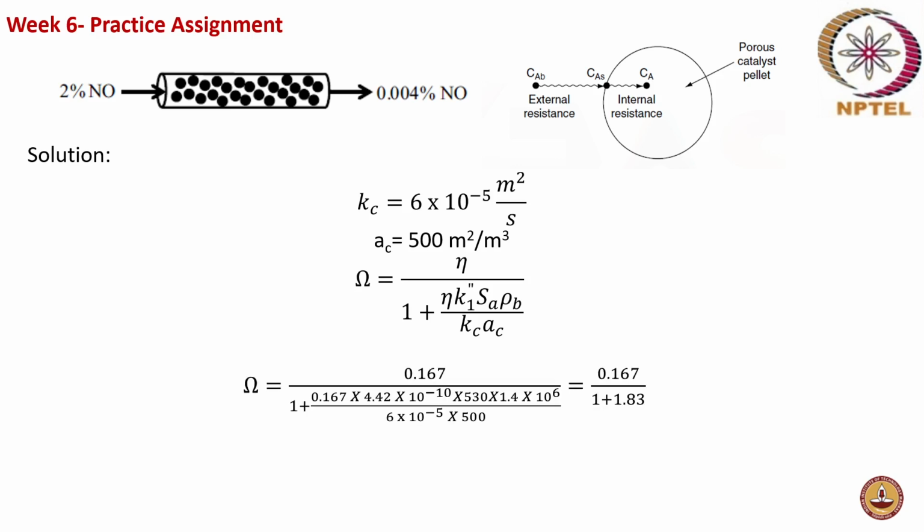So omega is equal to 0.167 divided by 1 plus 0.167, into K1 double prime is 4.42 into 10 power minus 10. Your SA is 530, your rho B is 1.4 into 10 power 6, Kc is 6 into 10 power minus 5, and AC is 500. So substituting these, we get 0.167 divided by 1 plus 1.83. So you will end up with your overall effectiveness factor to be 0.059.